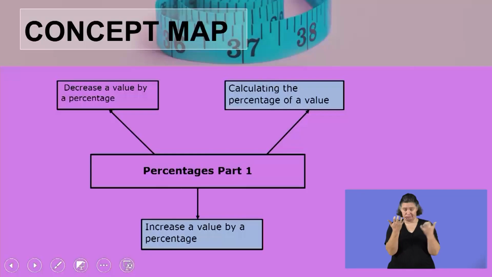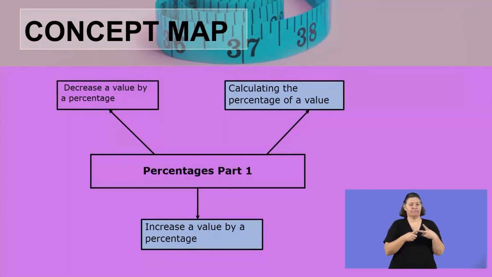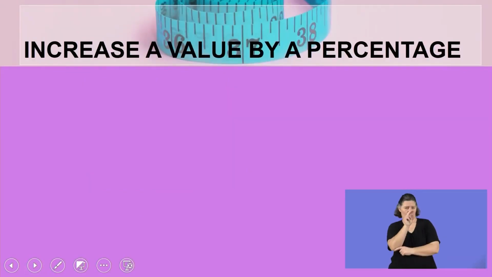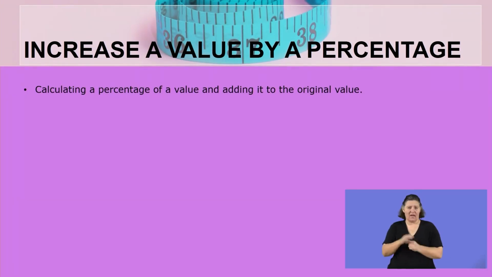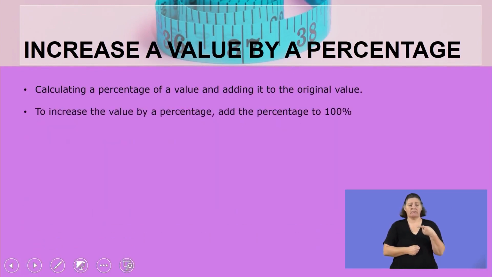So now let us move to the second concept. Now that we are done with calculating the percentage of a value, I want us to go to the second one, increase a value by a percentage. Okay, let us look at the key aspects as we increase a value by a percentage. Number one, you can calculate a percentage of a value and add it to the original. That is the first method that you can use. But I'm going to give you a different method today.